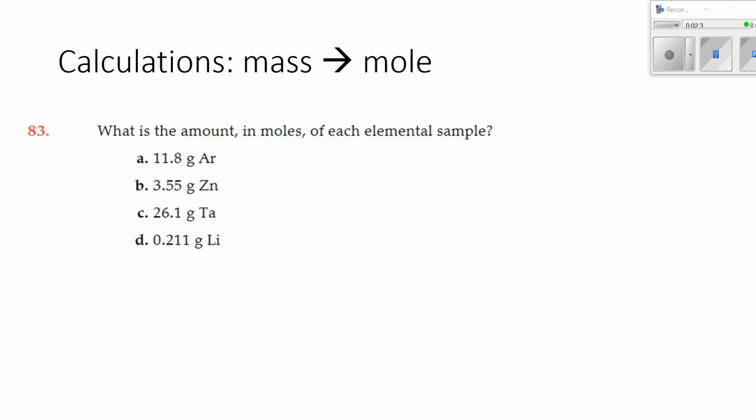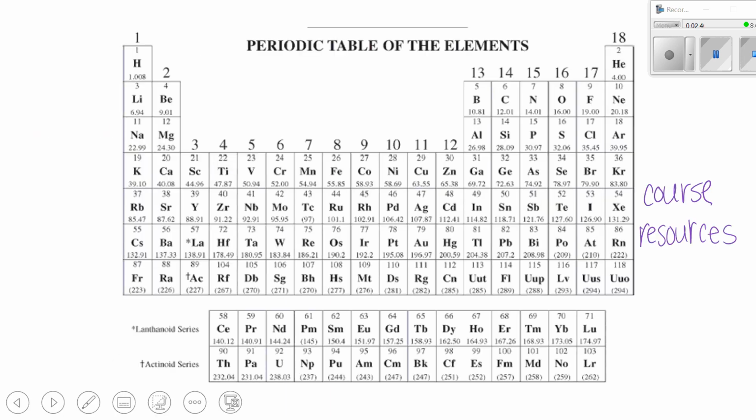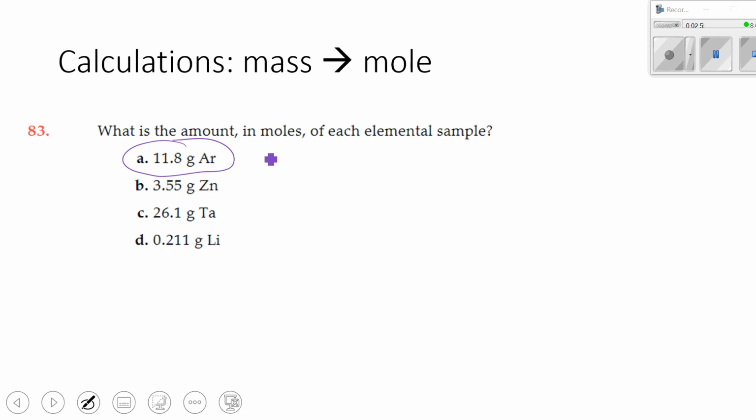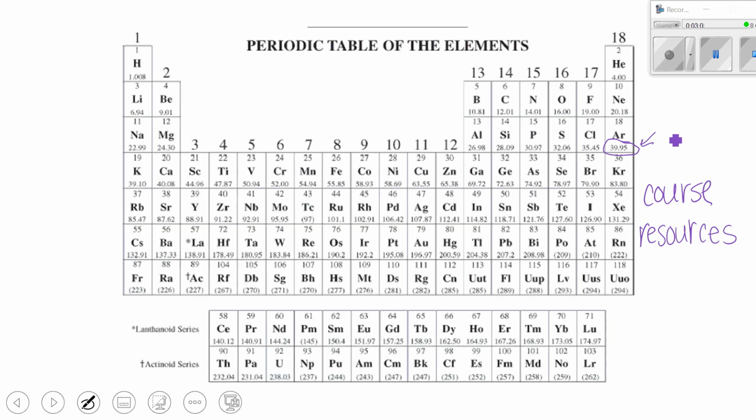We're going to start with this type of conversion. We have mass and we're trying to figure out moles. We won't go through all 4 of these, we'll just pick a couple. So the question is, for example, for A, if you have 11.8 grams of argon, how many moles is that? I'm going to first look back at my periodic table, look at argon, and look at the number below, and that is the molar mass, 39.95. So 1 mole of argon weighs 39.95 grams. That is what that number on the periodic table is telling me.